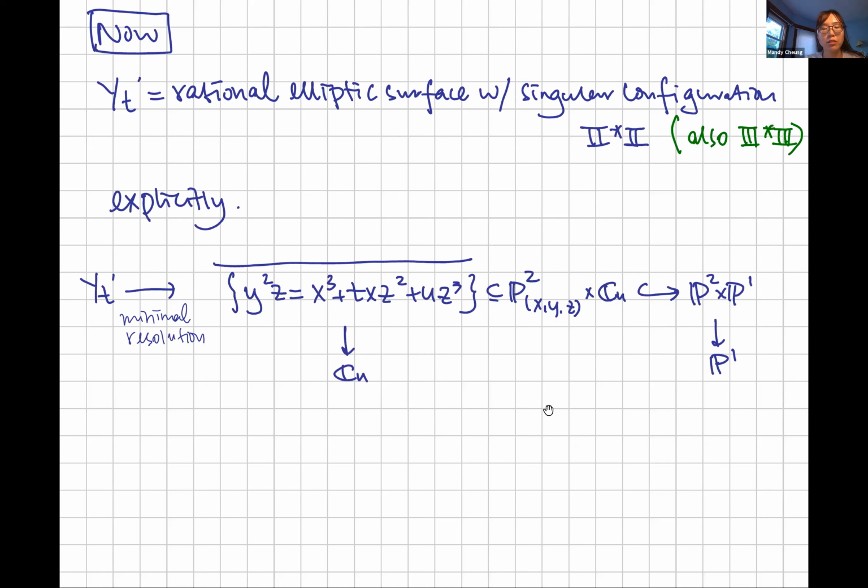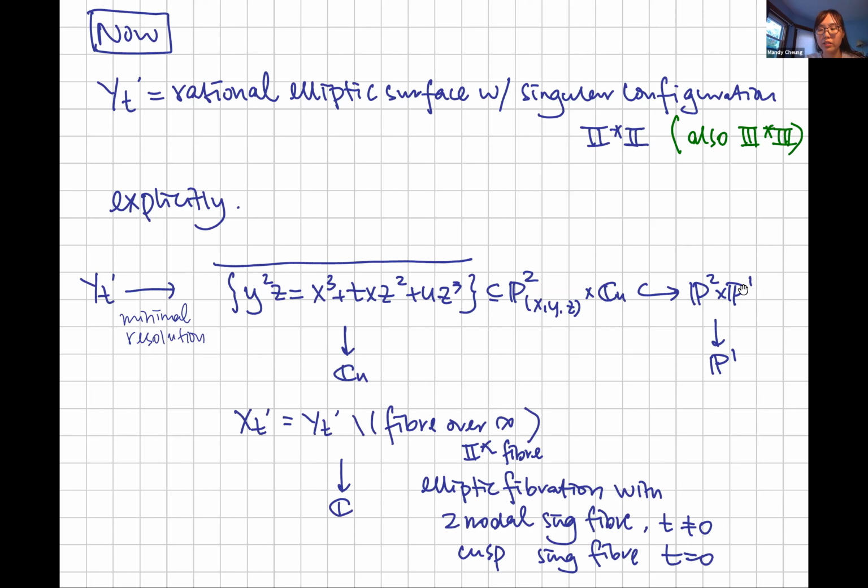And if you like things to be more explicit, you can go to the Tate algorithm, because coming from this singular configuration 2 star 2, you can calculate the discriminant, and then one can calculate how this surface can be described by an equation like that. You can do all the standard computation in Tate's algorithm. Then you can check that from this equation, this is an elliptic fibration, and when t is 0 it is a singular fiber. When t is not 0, we have nodal singular fibers here.